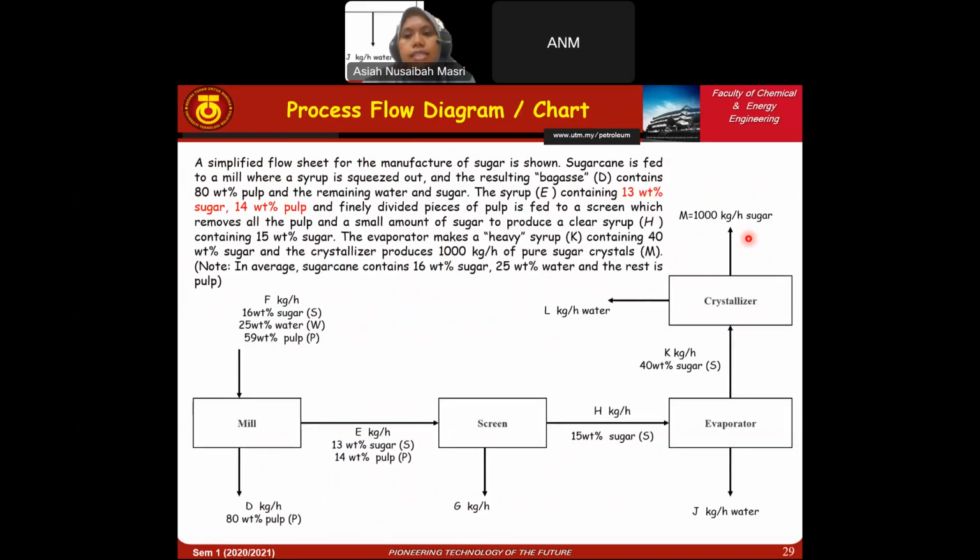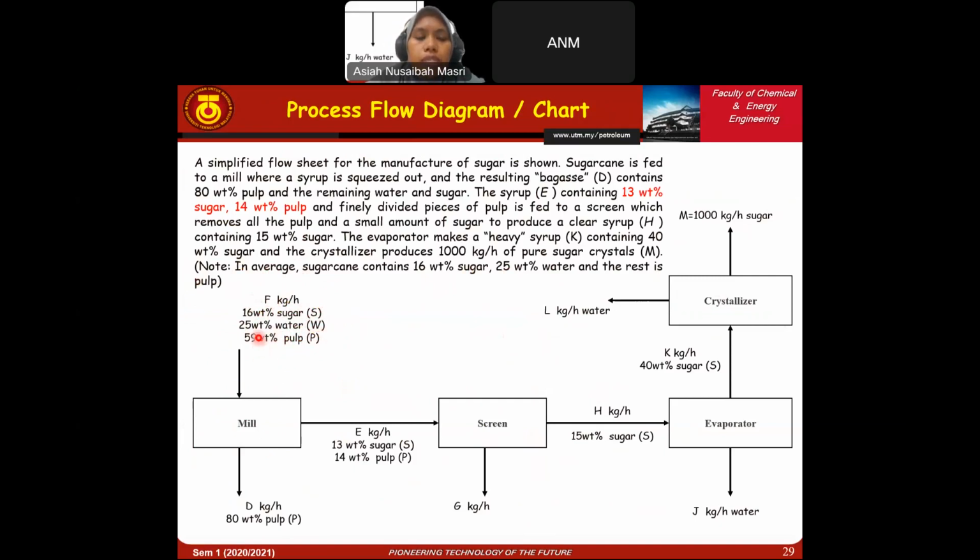Okay, let's see. So here we have the flow chart and we compare with the question. So this is the flow sheet, the flow chart for the manufacturing of sugar. So sugarcane is fed to a mill. So here we have the first unit, which is a mill. So we have a sugarcane here. So the sugarcane consists of sugar, 16 weight percent, water, 25 weight percent, and 59 weight percent pulp. This one was given as a note just now. So we have three materials, but we don't know the flow rate of the sugarcane.